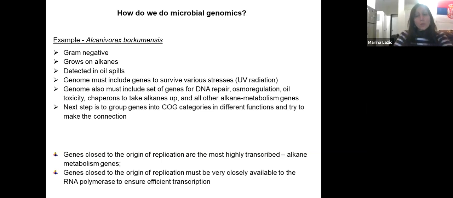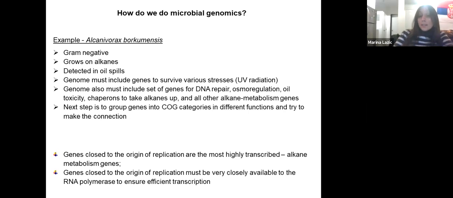So it has to be all sorts of adaptation to survive stress. Also, the genome has to contain genes for osmoregulation, to survive oil toxicity, everything that I just mentioned, and they also have to be able to uptake the carbon source that they have, which is alkanes. So they have to have alkane metabolism genes. This is what we all need to know before we start researching this organism.